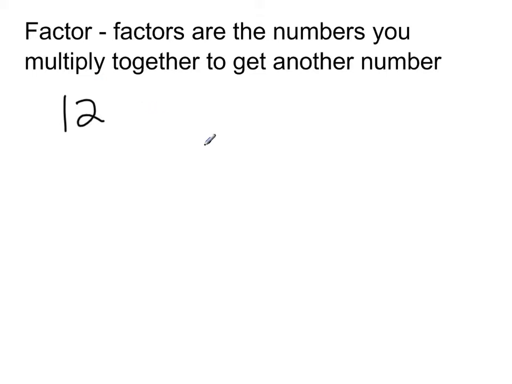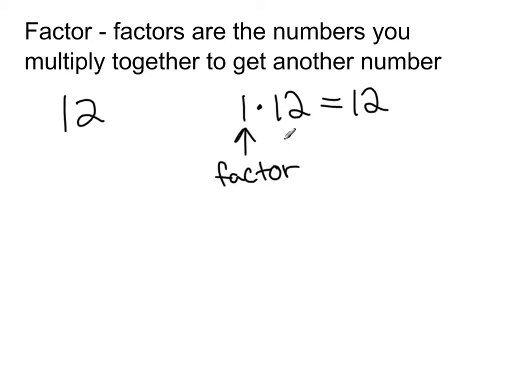So some factors of 12 are, let's say, 1 and 12, because 1 times 12 is, in fact, 12. So 1 here is what we call a factor. 12 is also a factor. And together they multiply to get us 12. We could also find other factors like 2 times 6, which also gets us 12. So 2 is a factor, and 6 is a factor.